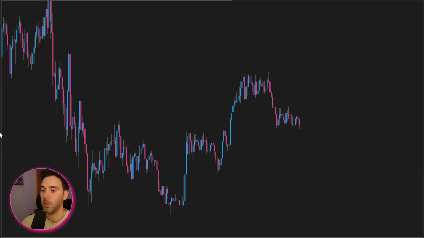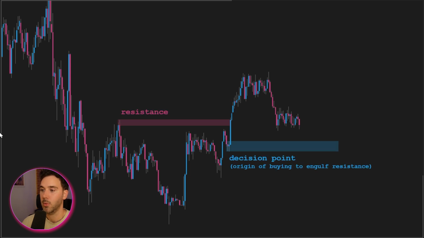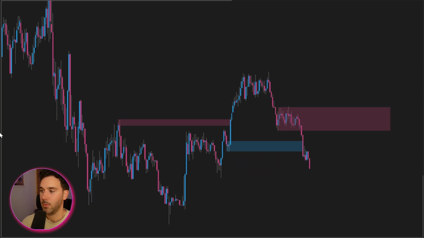So we've covered longs, and I'm just going to give a couple of short examples as well, because you need to train your eye to see both directions, but the concept is exactly the same. If we just bring it back a little bit, we have the decision point, which we were talking about before, and the resistance point, which was where the decision was made to push above. And now we have a bearish decision point, the origin of selling to engulf the support. And remember, it's a key support because it's a decision point. So what we're looking for is a retrace to that decision point, the bearish one, to go short from.